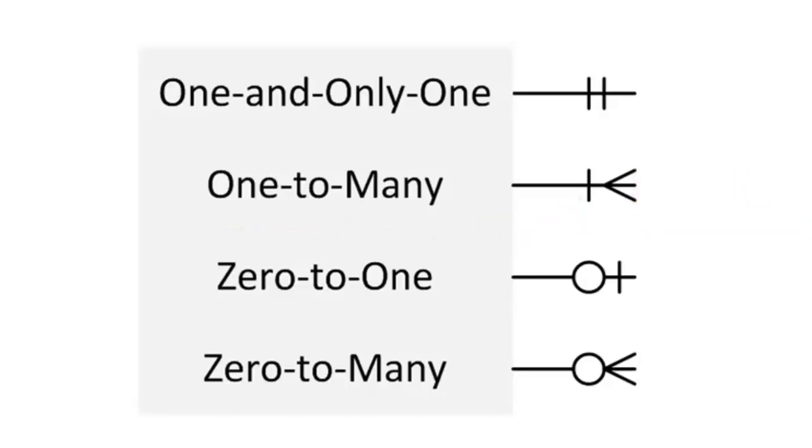Next, let's consider the circle symbol. You will notice that this symbol closely resembles the number 0, and you can use that as a way of remembering its meaning. The circle symbol represents a minimum cardinality of 0. Note that the maximum cardinality can never be 0.